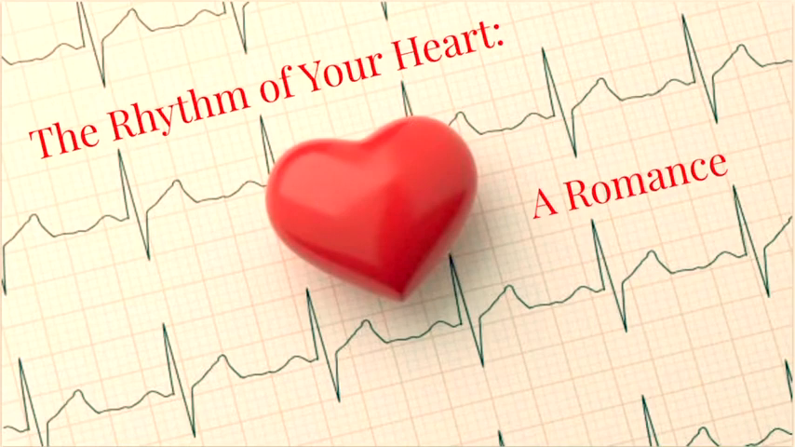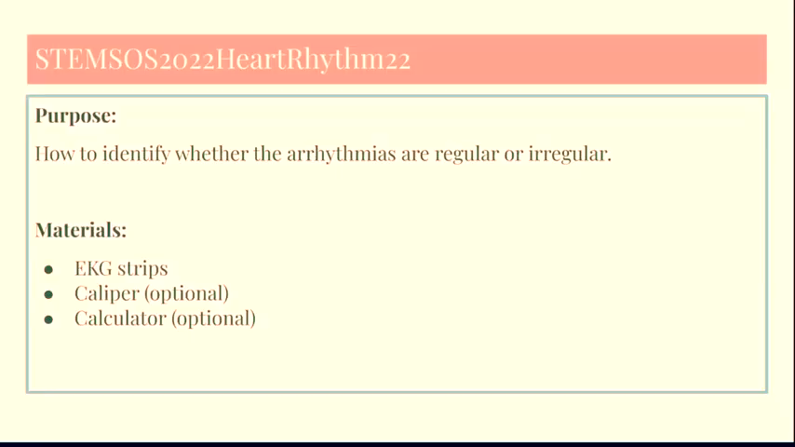Our project is The Rhythm of Your Heart, a Romance. Our purpose is to identify whether arrhythmias are regular or irregular. Our materials are EKG strips, caliper, or calculator. The last two are optional.